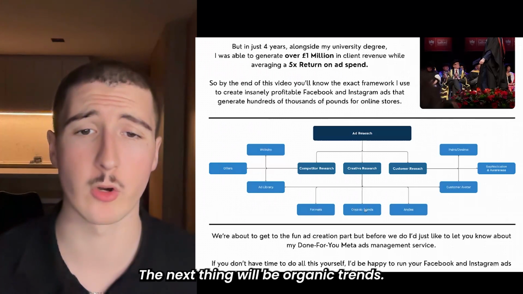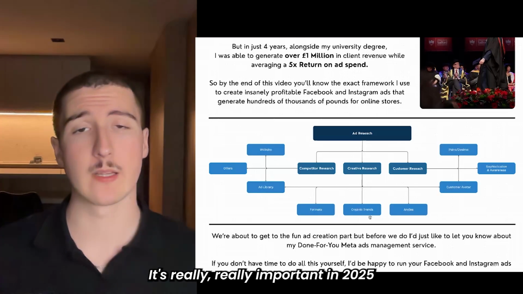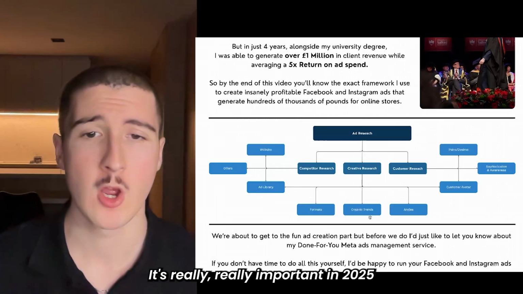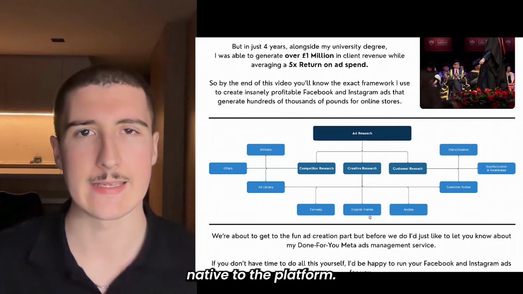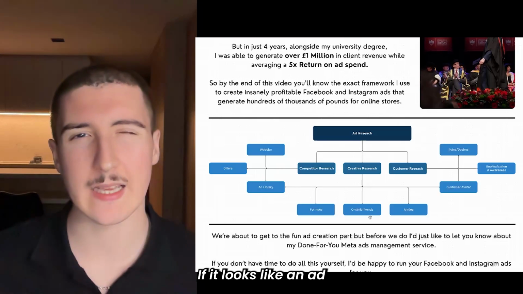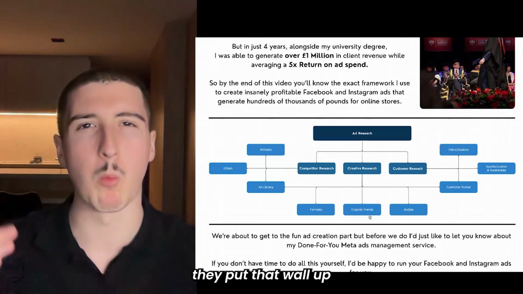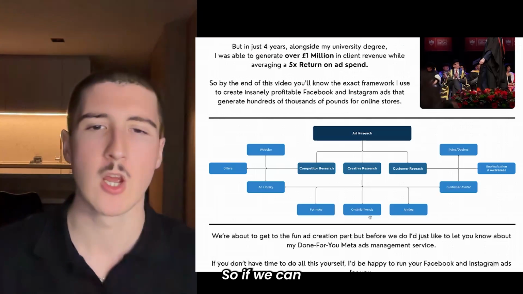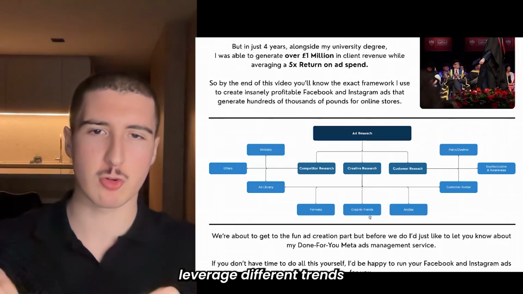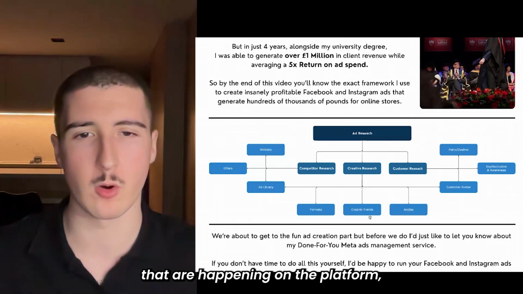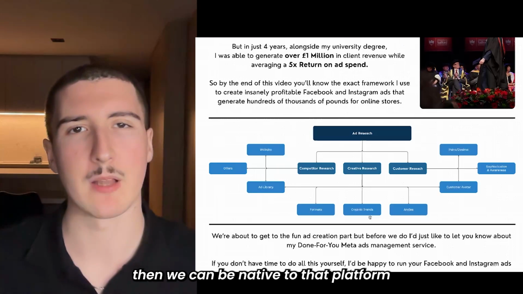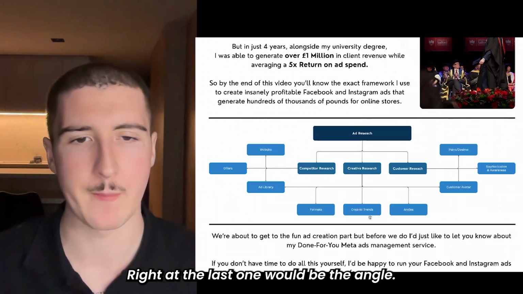The next thing will be organic trends. It's really important in 2025 that we make our ads native to the platform. If it looks like an ad, then people get that sales block, they put that wall up and they swipe past, right? So if we can leverage different trends that are happening on the platform, then we can be native to that platform and stand out, right?